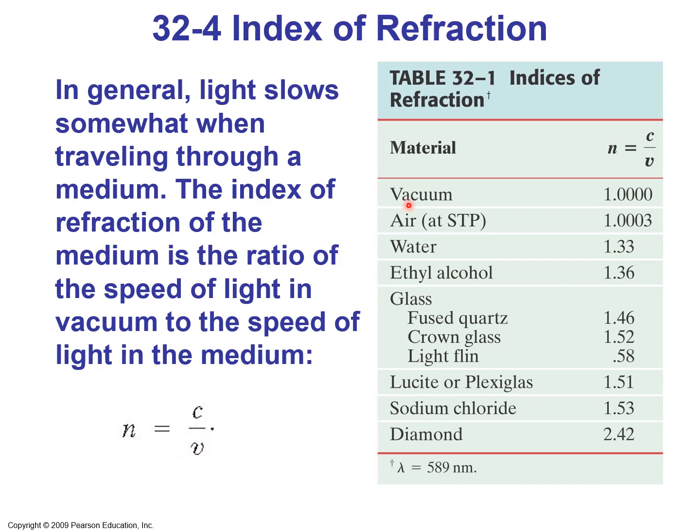The table on the right is listing some indices of refraction for some materials. For vacuum, it will be 1 because v is equal to c. For air, in STP condition, the index of refraction is 1.003. For water, it is 1.33. And we have higher indices of refraction for alcohol, different glasses, sodium chloride, and for example, for diamond, it will be 2.42. These values depend on the wavelengths of the light, and here we're talking about the wavelength of 589 nanometers.